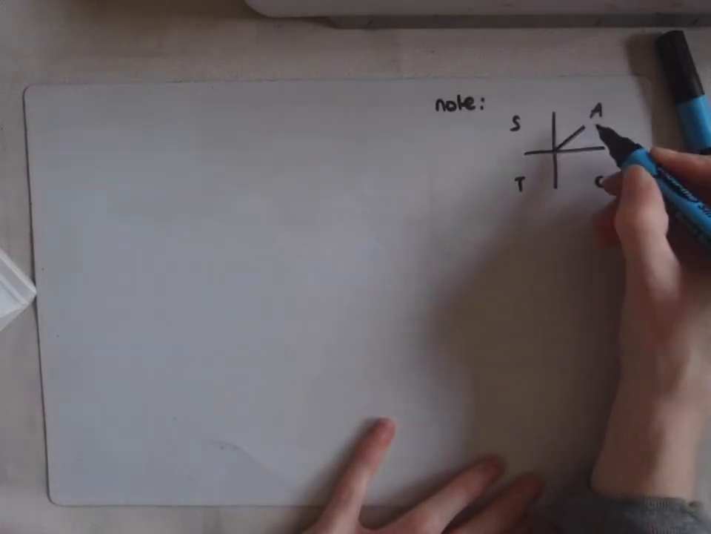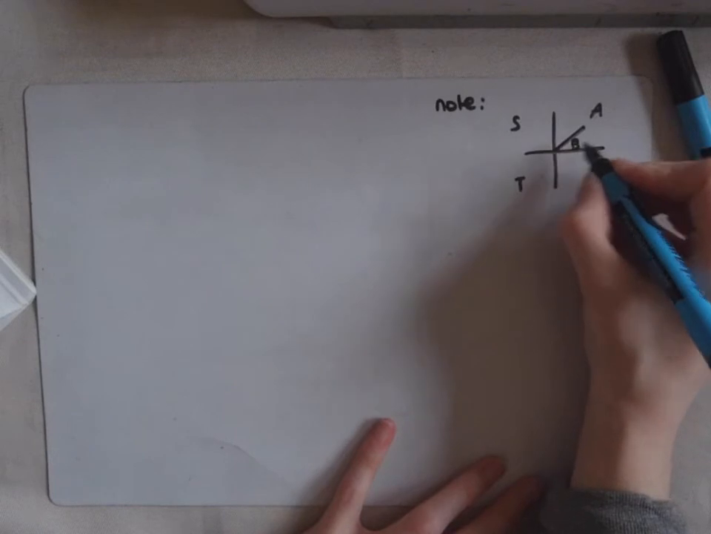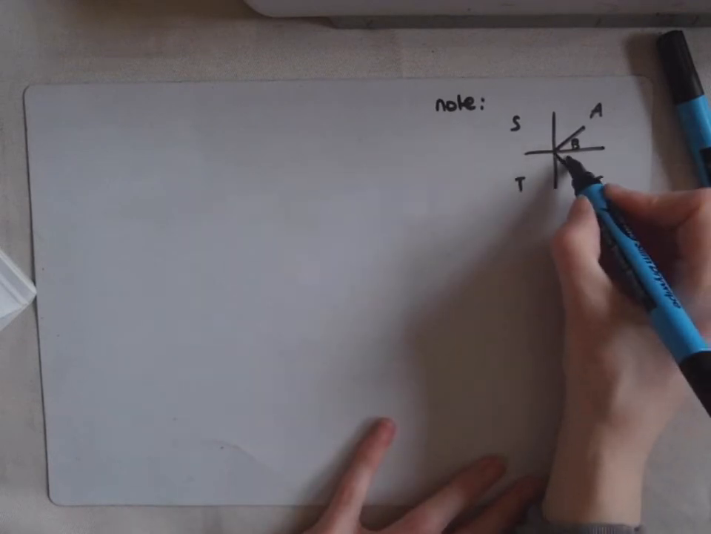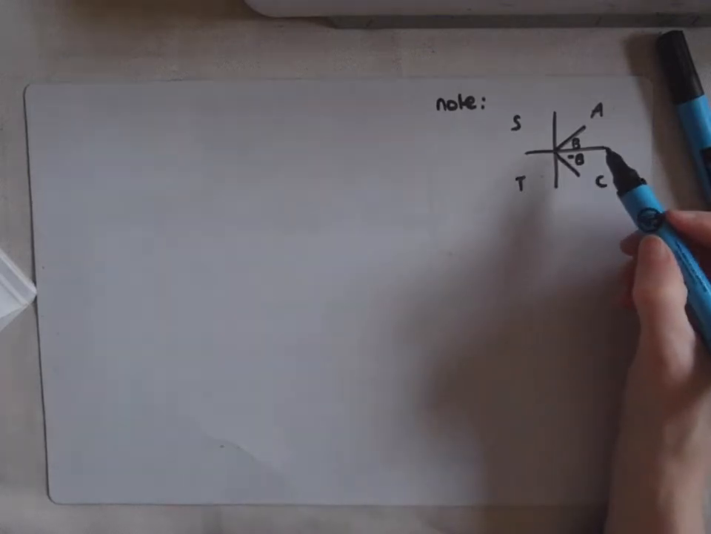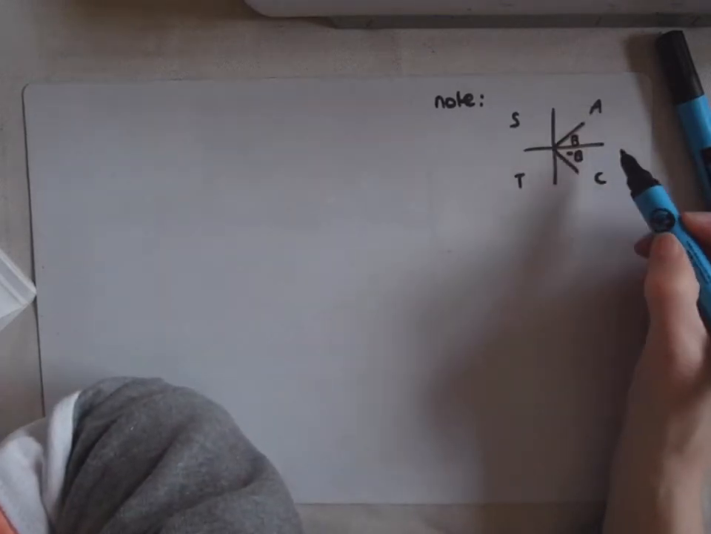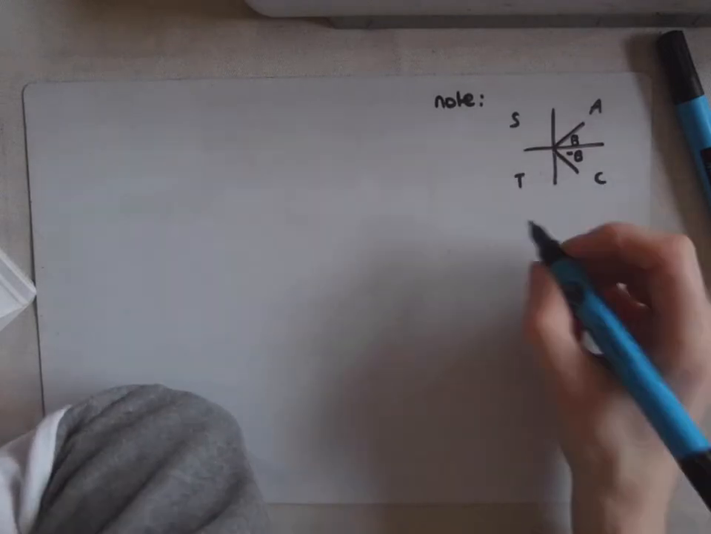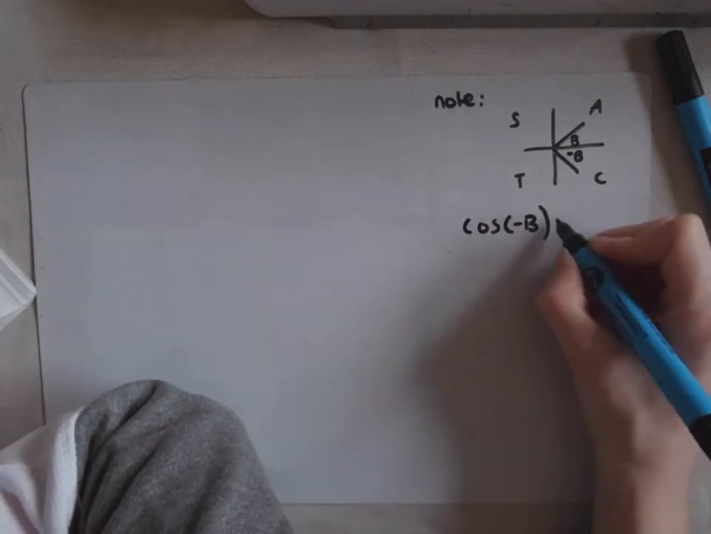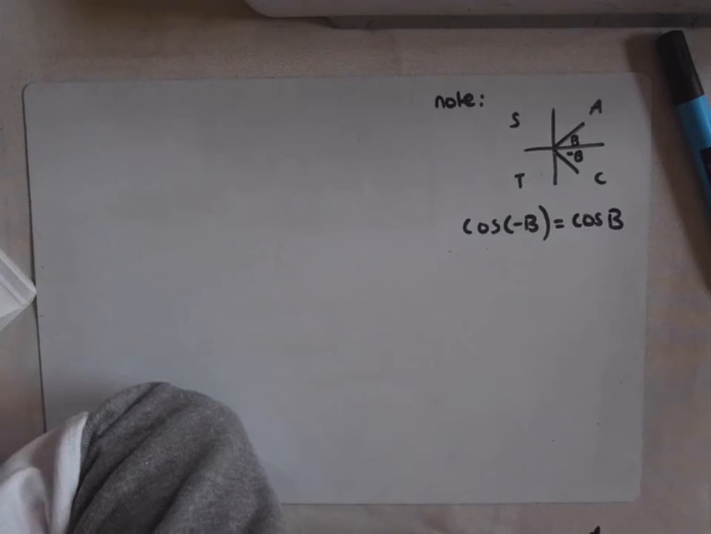Okay, if I have an angle in here, I'm going to call it B. And if I have an angle in here, that would be minus B. I'm going up B or I'm going down minus B. Now, A and C are the same here. So what you have is cos of minus B is the same as cos of B. That's something really important.